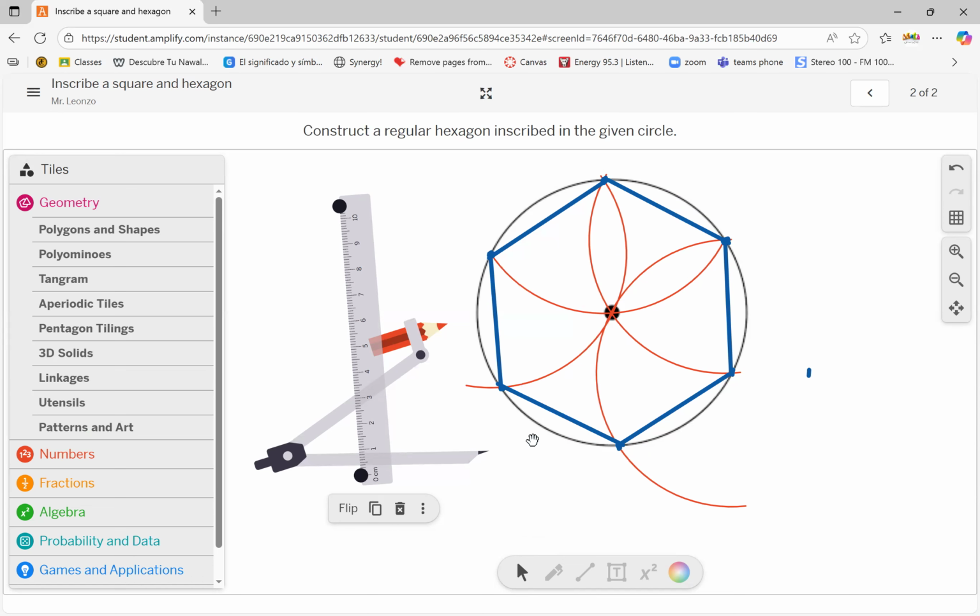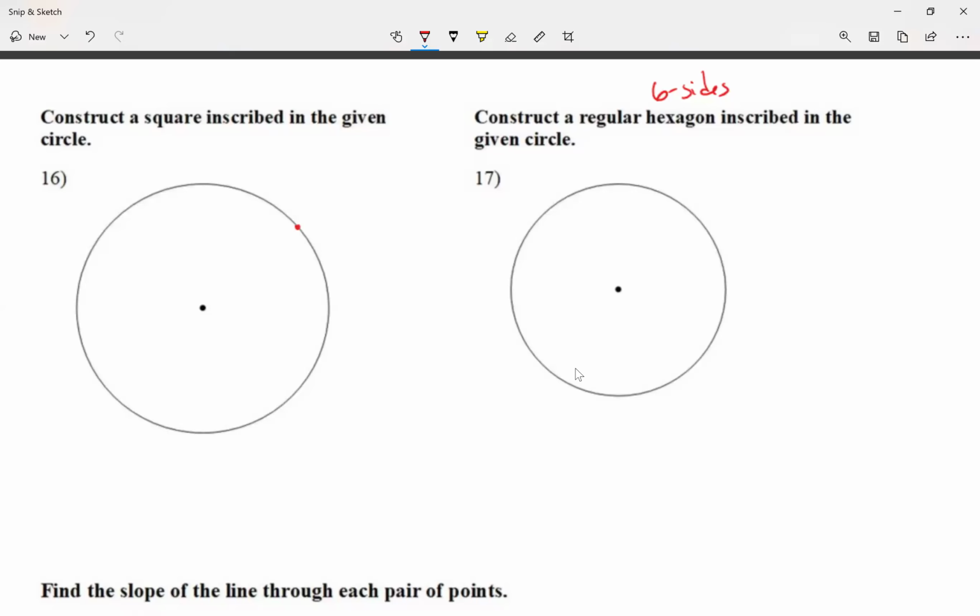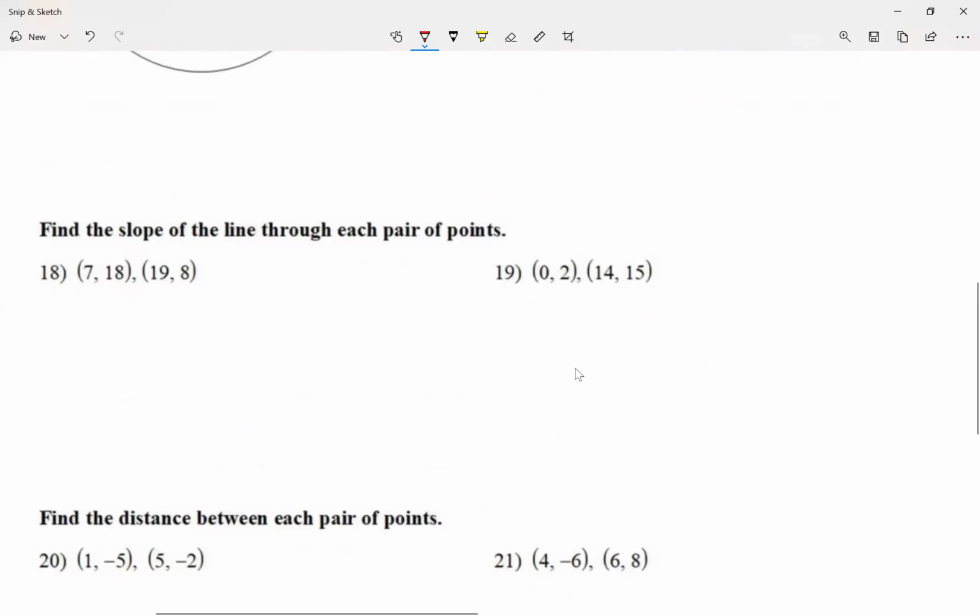Cool. So those are questions 16, 17. Again, I want you guys to know how to do these. We might quiz you guys on these. Not me, but I'm looking at state testing, stuff like that. So make sure you know those.